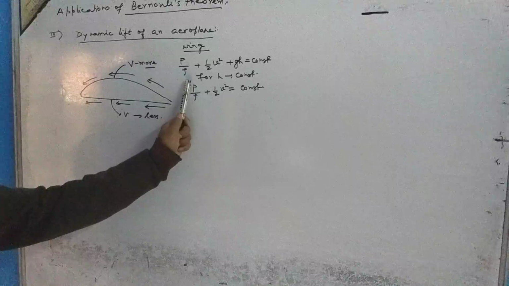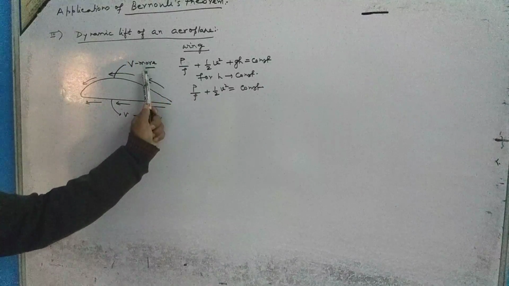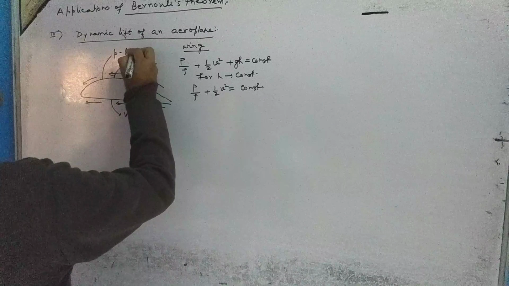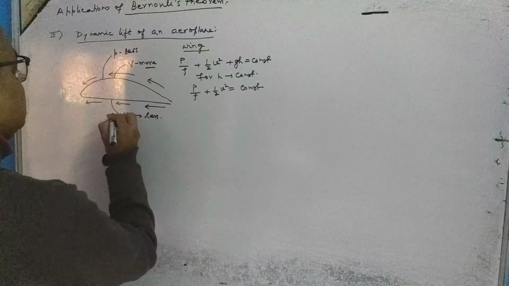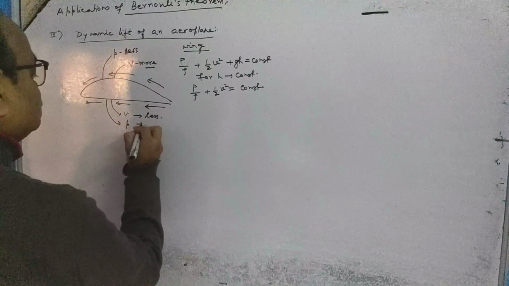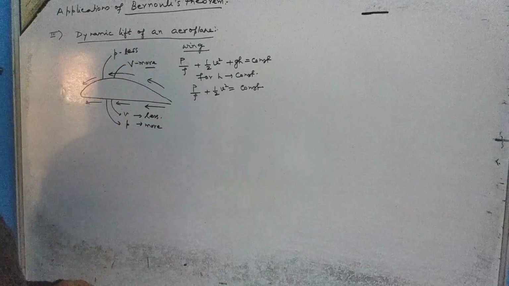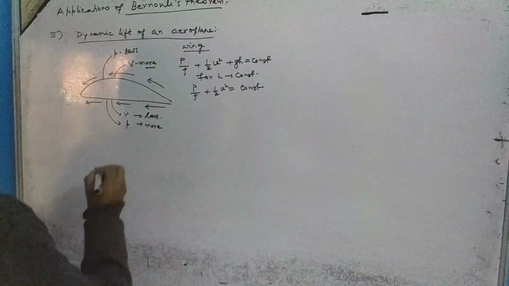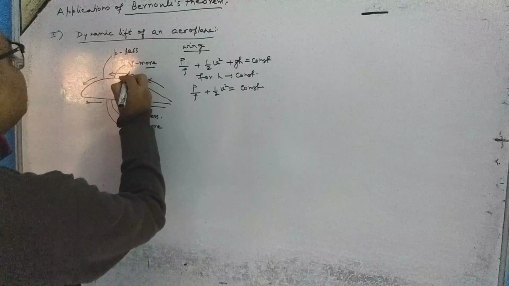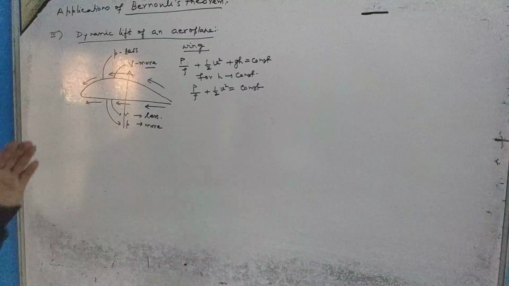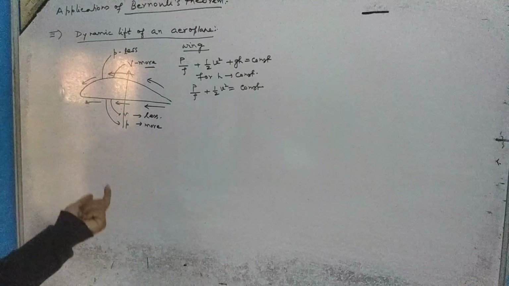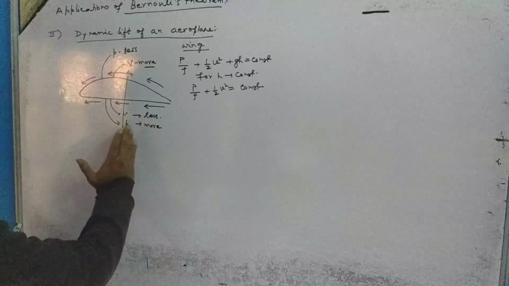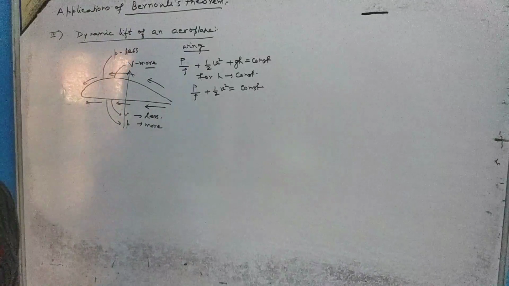And according to Bernoulli's theorem, if the velocity here will be more, the pressure should be less, and here the pressure should be more. Here the more pressure, here the less pressure. So what will happen? It will always be pushed from the greater pressure side to the lower pressure side.